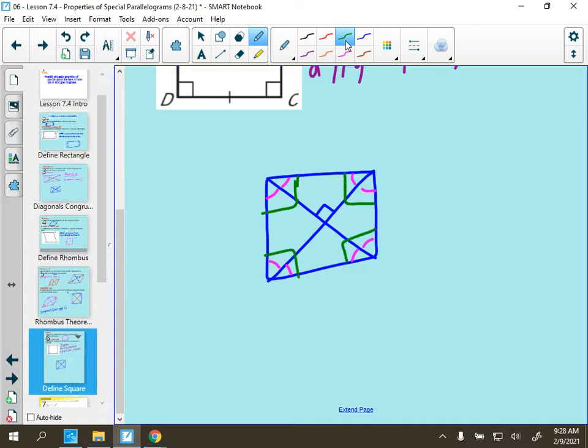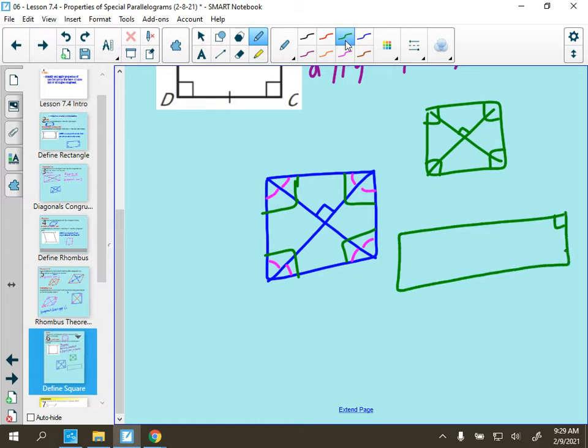There's only one figure where you've got 90s and the diagonals are perpendicular. It's got to be a square, because we said that's not true for a rectangle. I don't have that right angle. So that's just a quick look. I guess I got off on a little tangent there as far as showing something's a square, but because there's so much that we know about it, it can be tricky proving something's a square.